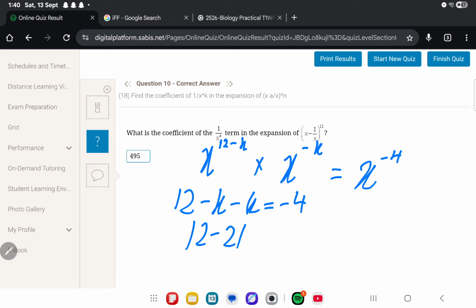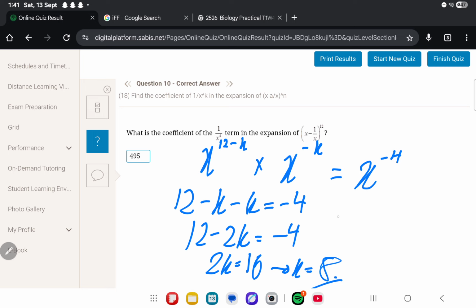So 12 minus 2k, sorry, ignore that voice crack, is going to be negative 4. Take k to one side and take the numbers to the other. 2k is going to equal 16. So k will equal 4. Done. Or sorry, k is equal to 8, not 4.